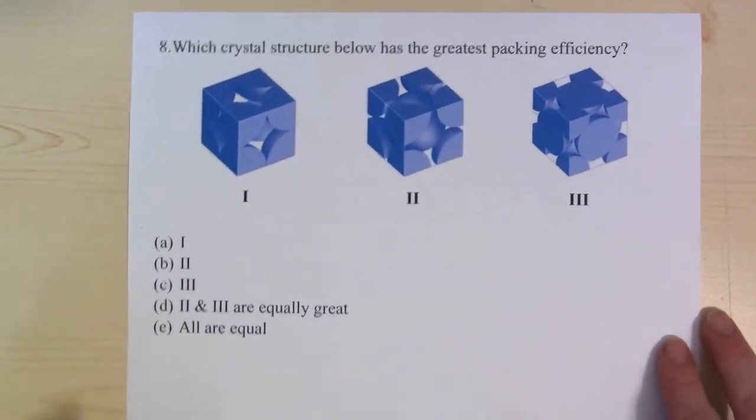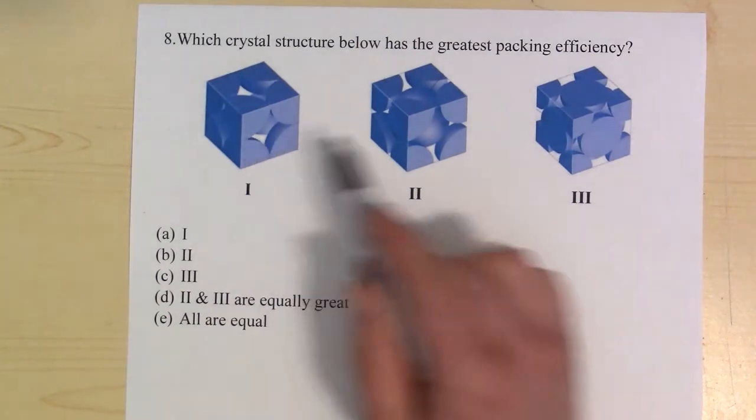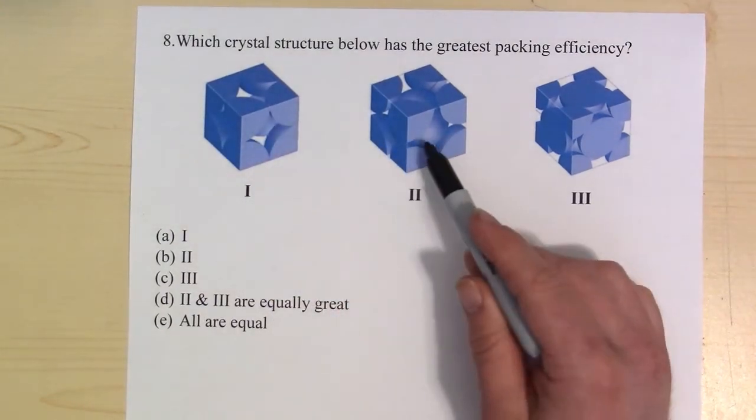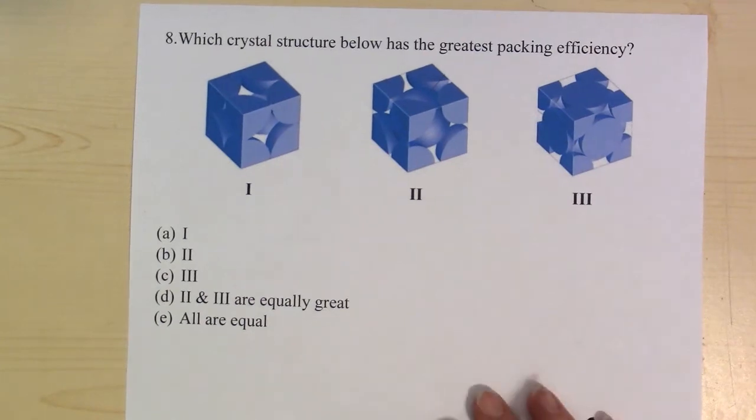Moving to number 8, which of the crystal structures below has the greatest packing efficiency? So this is something you can get kind of a qualitative number just based on looking at each of these. This one looks like it might be packed less than this one, and this one looks like it has the most compact structure of these 3.